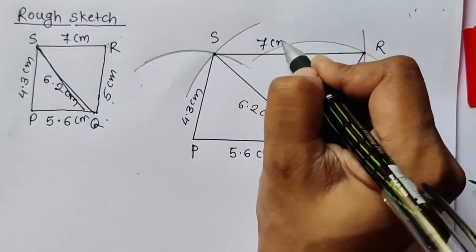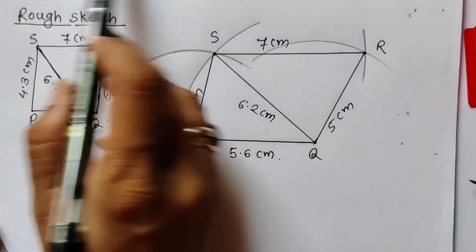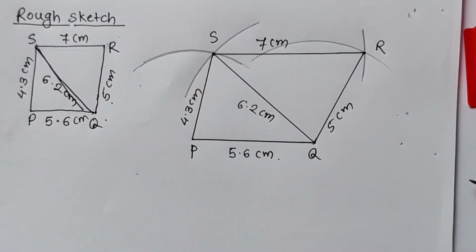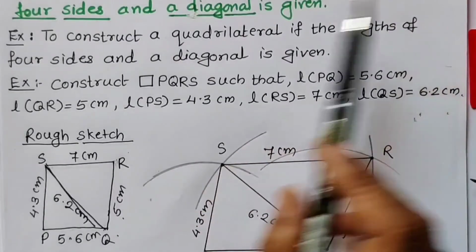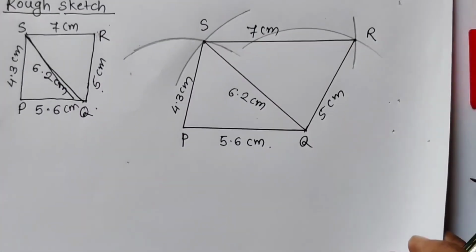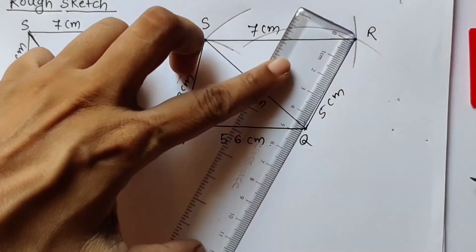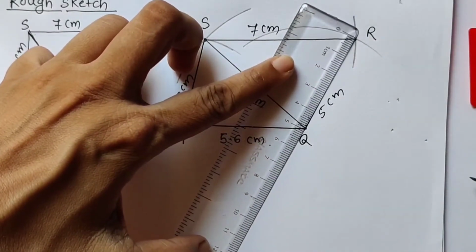SR is 7 centimeter. In this way you can draw a quadrilateral when 4 sides and a diagonal is given. When the length of 4 sides and a diagonal is given. Okay, so you can measure by using the scale also whether it is 5 centimeters. See, let us check. Yes, it is exact 5 centimeter.